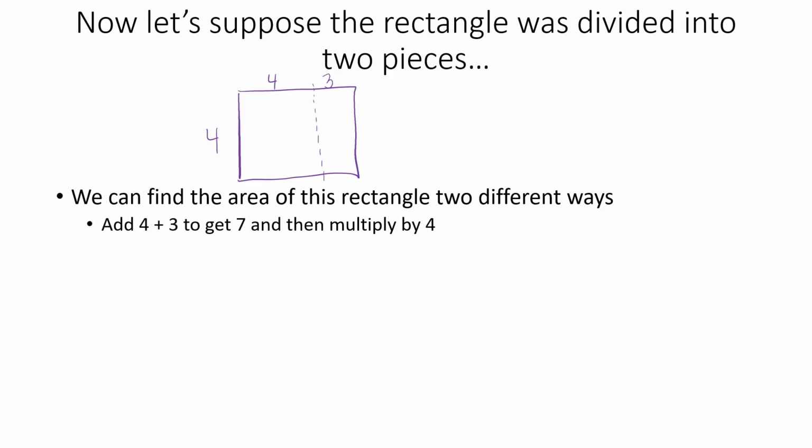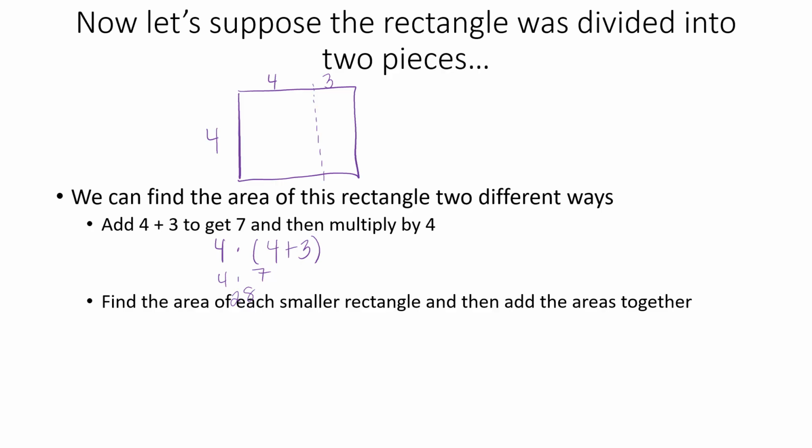The first way is to add the 4 and the 3 to get the 7 and then multiply by 4. So you might say, we're going to do 4, which is that width, and then we're going to multiply it by the length, which is 4 plus 3. You'd add the 4 plus 3 to get 7, and then you would get 28. And that's a perfectly valid way for you to find the area. I'm going to add them together. Here's the other way.